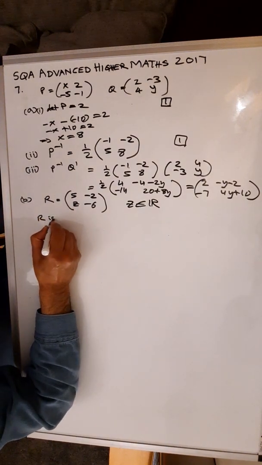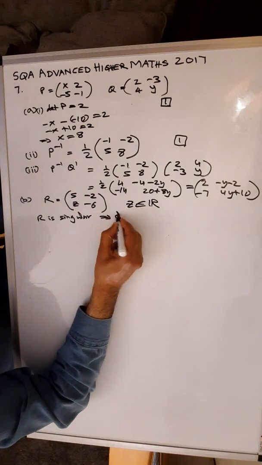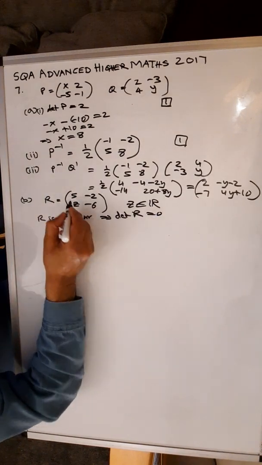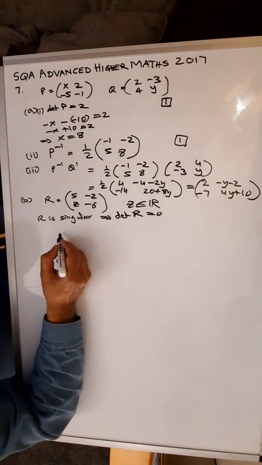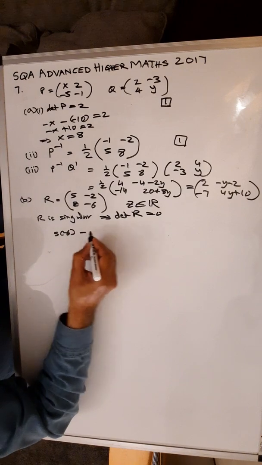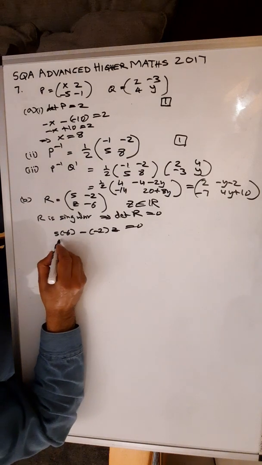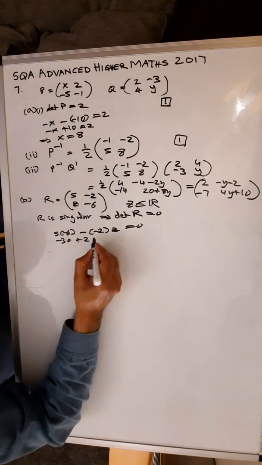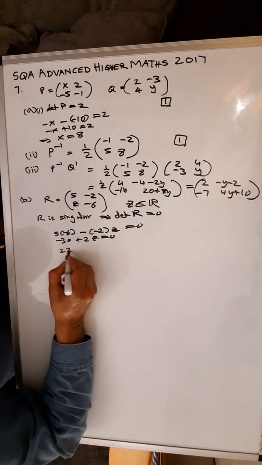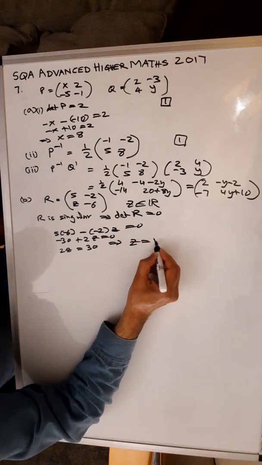R is singular implies that the determinant of R is equal to 0. So you just multiply the main diagonal minus the other diagonal. So that's going to be 5 times minus 6 minus 2 times Z is equal to 0. So minus 30 plus 2Z is equal to 0, which means that 2Z is equal to 30, which means that Z is 15.